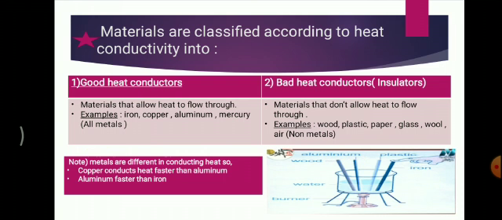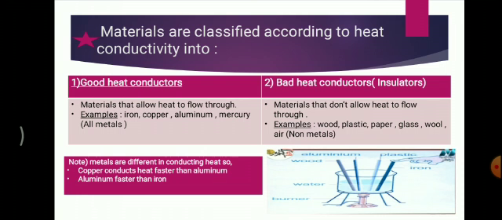We can observe that copper conducts heat faster than aluminum, and aluminum conducts heat faster than iron. So the fastest metal in heat conductivity is copper, then aluminum, then iron.